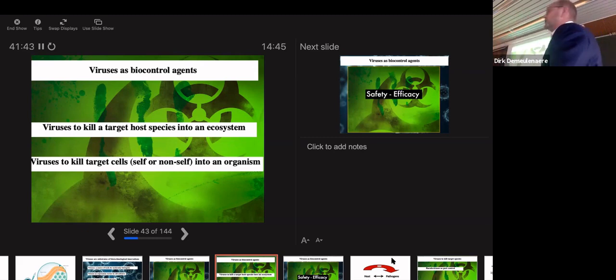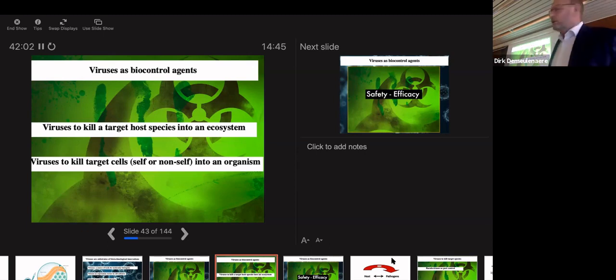You can also use viruses to kill non-self cells in the organism. For example, if you are infected with bacteria, you could use bacteriophage to kill the bacteria in the host. And this I will explain also.